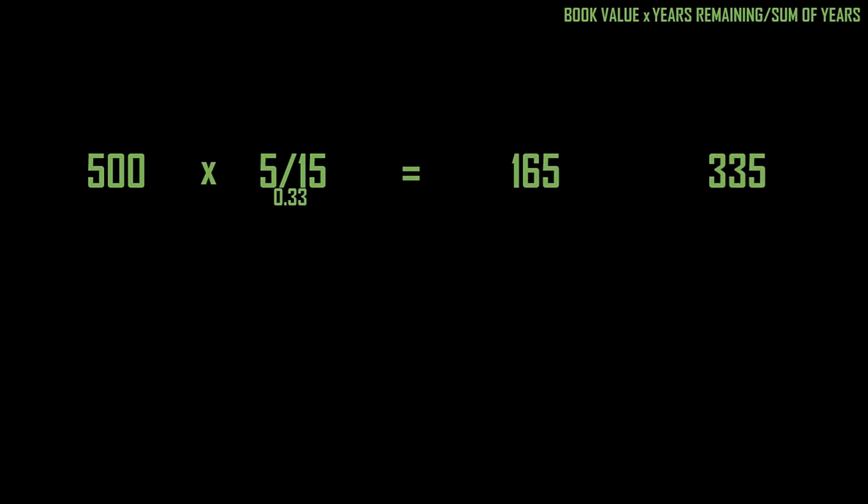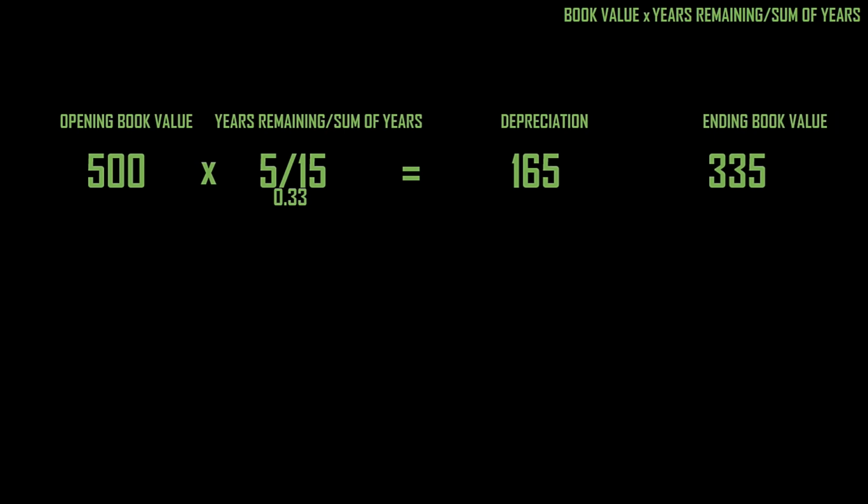So, in the first year, we have 5 years remaining. So, you will multiply 500 with 5 divided by 15. 5 divided by 15 is 0.33. The result we get is 165. And the ending book value is going to be 335. Once again, opening book value, years remaining divided by sum of the years. Then we get depreciation value and lastly, ending book value.